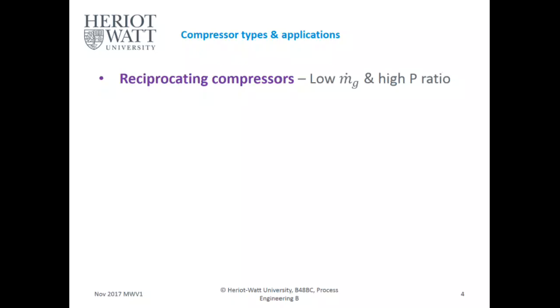To start with, reciprocating compressors. These are usually ideal for low mass flow gases and high pressure ratios. So you're starting with a low pressure, you're compressing to a high pressure, but your flow is quite low. They're quite cheap, and very regularly used in the gas industry, LNG, pumping, things like that on ships.